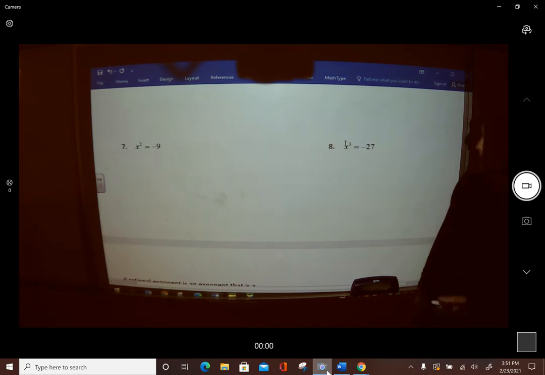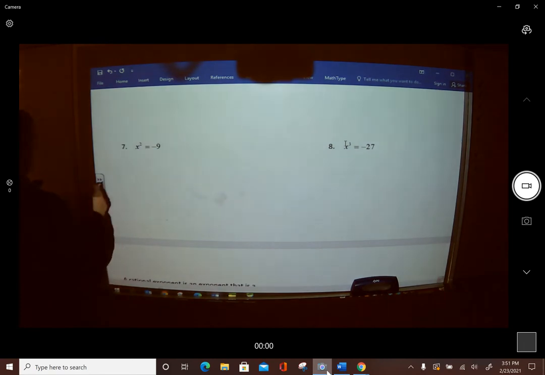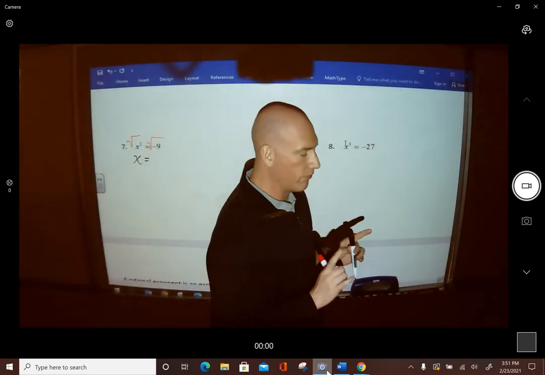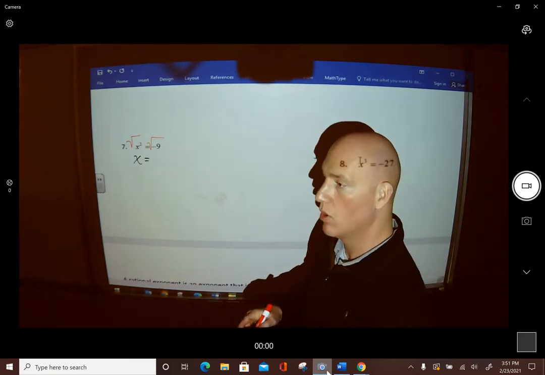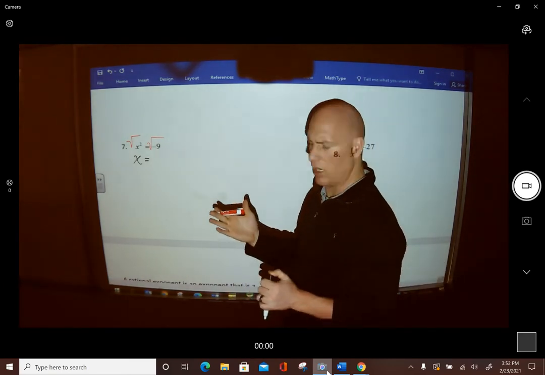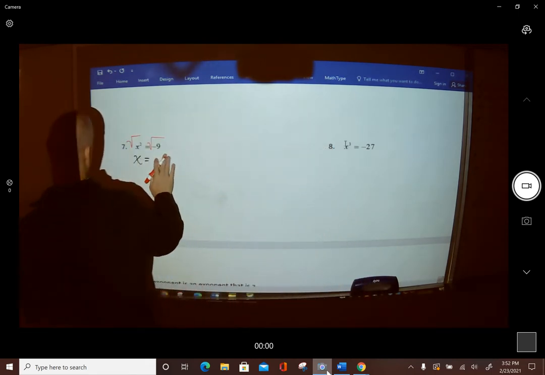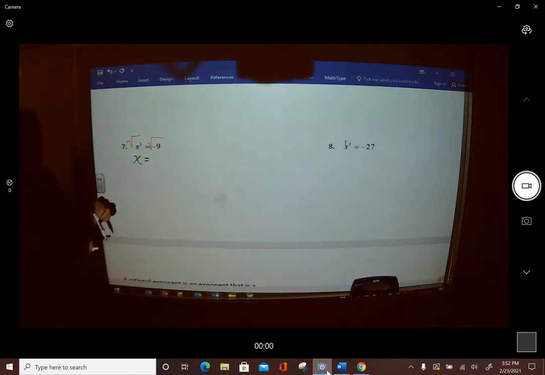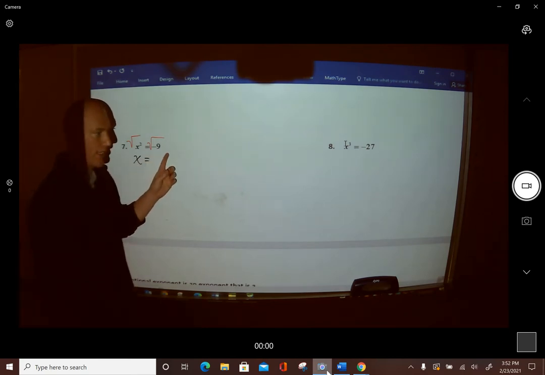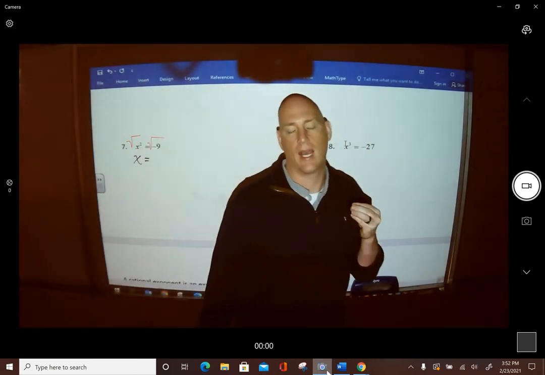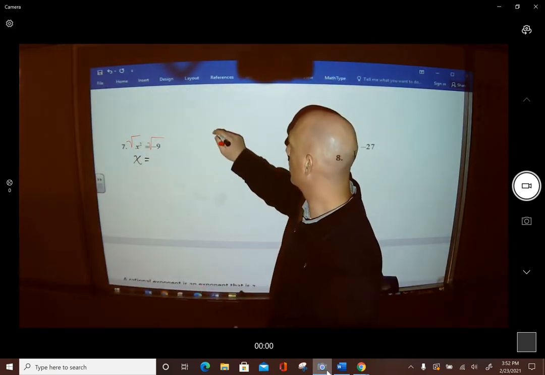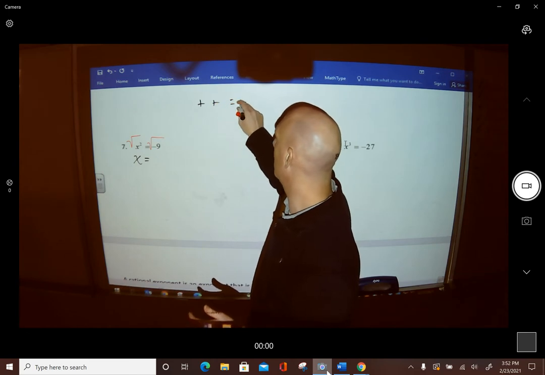X squared is -9. So follow your rules for this. I'm going to do the opposite of squaring, which is square rooting. So I'm at x equals, and when you put this in your calculator, you should get something funny. It should just say error. So if it comes up with not an answer, it's because, can I take the square root of a negative? No, I cannot. There is no number times itself that would produce a negative, because we know a positive times a positive is a positive.